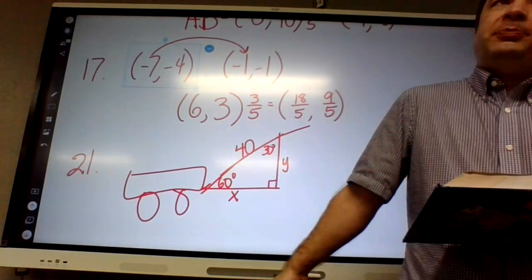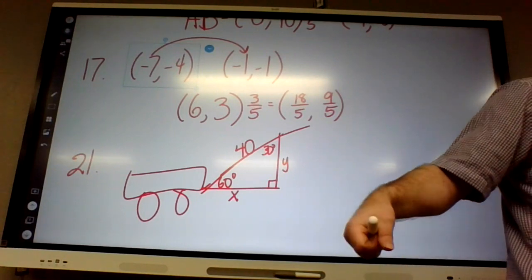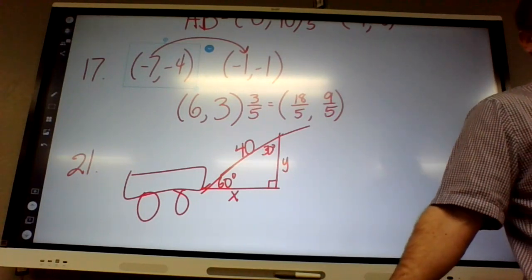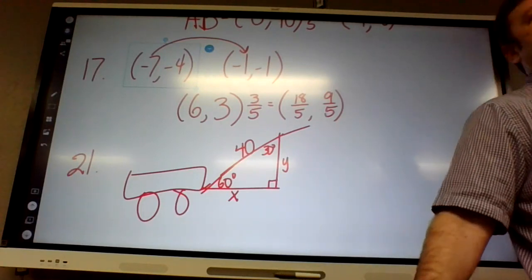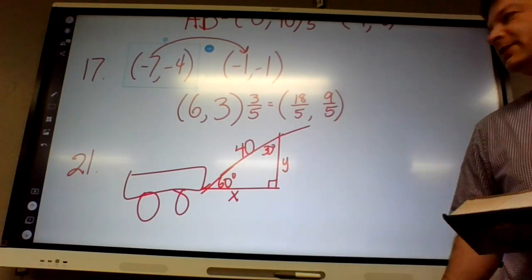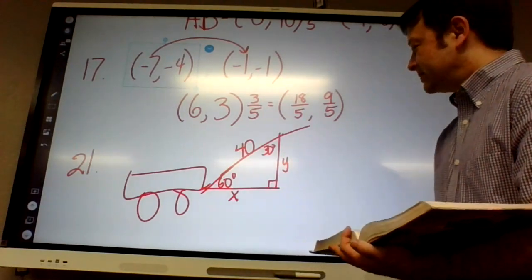If you're pulling up at a 60-degree angle, a lot of your force will be not helping you pull the wagon. Have you ever pulled your friend or sibling in the wagon and it keeps doing wheelies because you're pulling fast? It's because a lot of the force is going up instead of out.